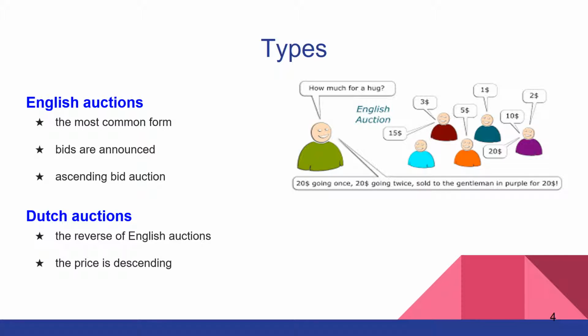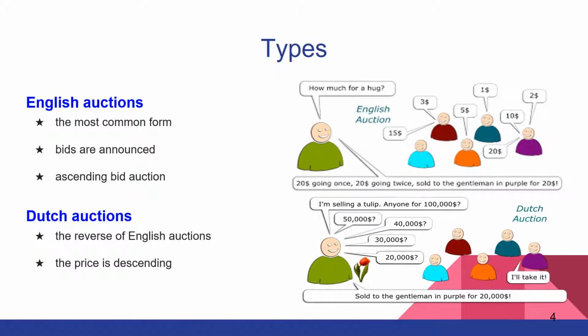The second one is the Dutch auction. Dutch auction is the reverse of English auctions. The price descends from higher to lower. When the seller gives the product, it also has a price, and the seller will lower the price until a buyer can accept the price.